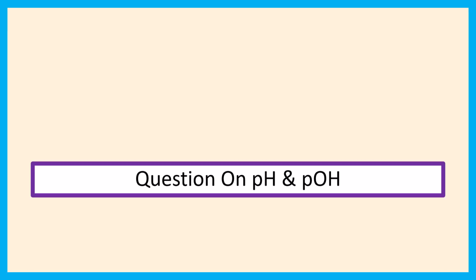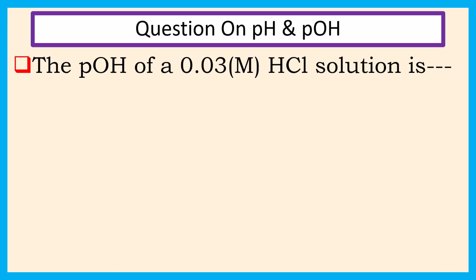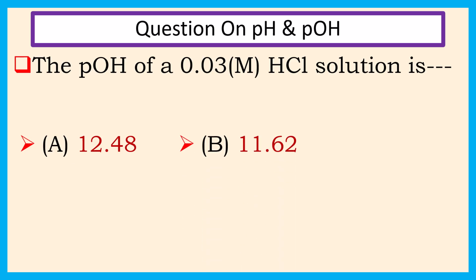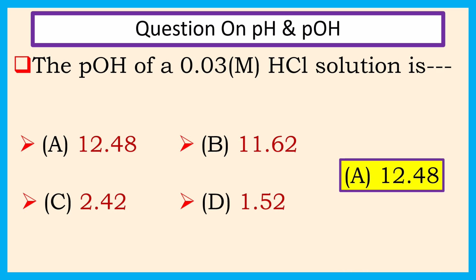Welcome everyone. Question on pH and pOH. The pOH of a 0.03 molar HCl solution is, choices are A. 12.48, B. 11.62, C. 2.42, D. 1.52. Answer is A.